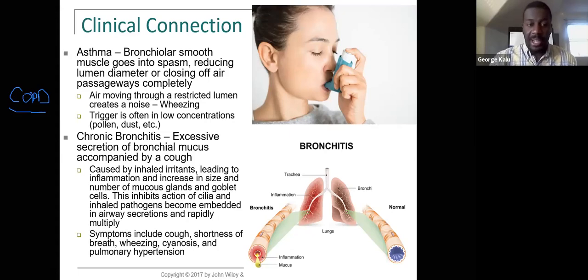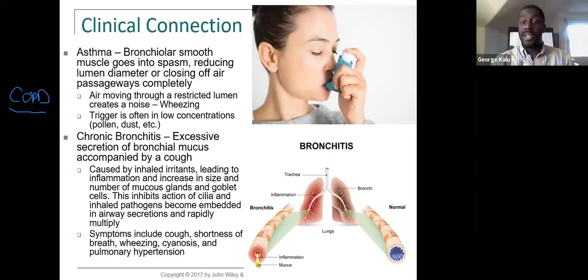What happens here is when some kind of irritant gets inhaled, it causes extra inflammation inside the bronchi. That extra inflammation causes the bronchi to increase in size, increase the size of their goblet cells, and increase the size of their mucus glands. And when those glands and goblet cells increase in size, you start producing extra mucus, an excessive amount of mucus.